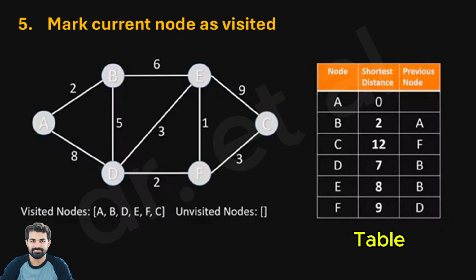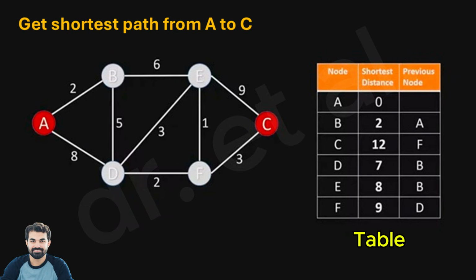We now have important information about the graph. We've calculated the shortest distance from A to every other node, and we also have the previous nodes, which will allow us to reconstruct the shortest path from A to any node by tracing back from the destination node to the start. For instance, if we want to reconstruct the path from A to C, we first see that the shortest distance is 12. To find the shortest path, we start at node C and look at its previous node, which is F in the table.